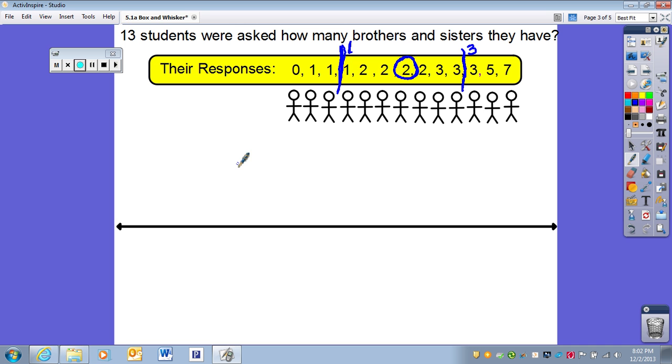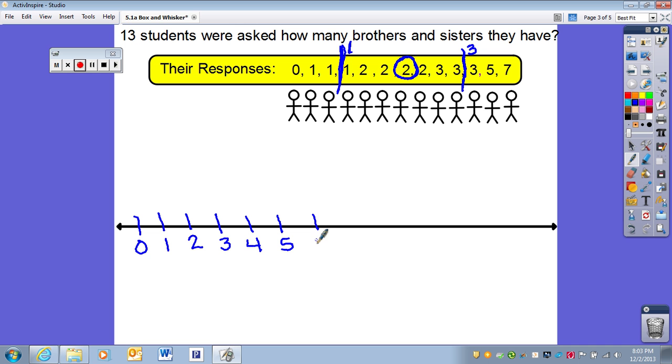Now we want to graph this to make our box and whisker plot. So when we do that, we're going to start with our very lowest number, which is 0, and then we want to evenly number our number line, and from there we will draw our box and whisker plot.